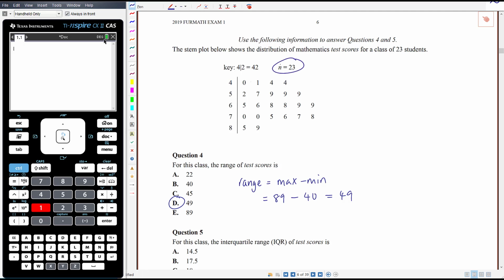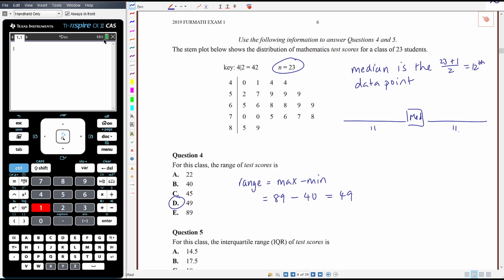So if we have 23 pieces of data, the median is the 23 plus 1 over 2, so it's 24 over 2, so it's the 12th piece of data. So what you're going to have here is 11 bits of data, then the median, and then 11 bits of data, and that's how you get 23 bits of data.